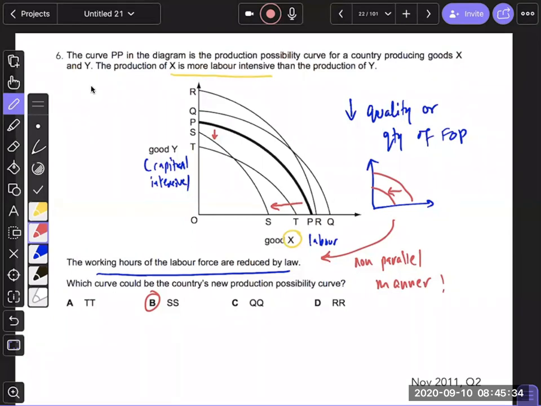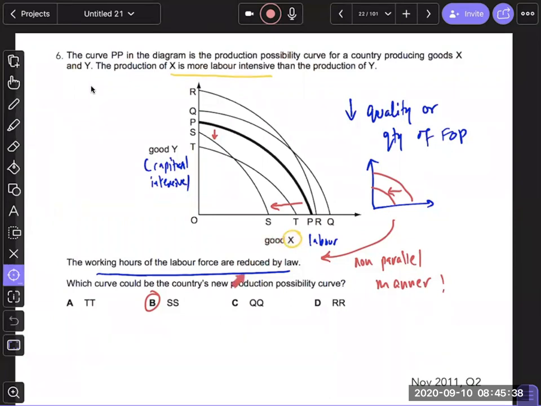Remember we said this, that when your X is labor intensive, the government is reducing the labor hours. So X is now going to suffer more in terms of productivity, in terms of number of hours. So the PPC will shift backward because productive potential will go down. More for X, which is labor intensive, less for Y, which is capital intensive. Both of them will fall, but it is falling more for X and less for Y.